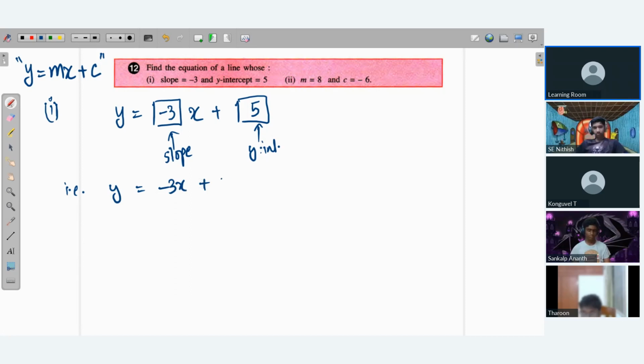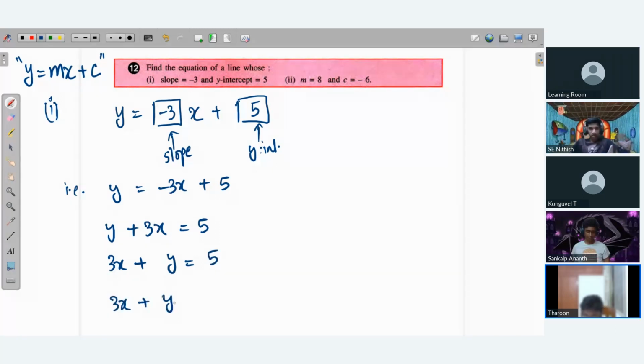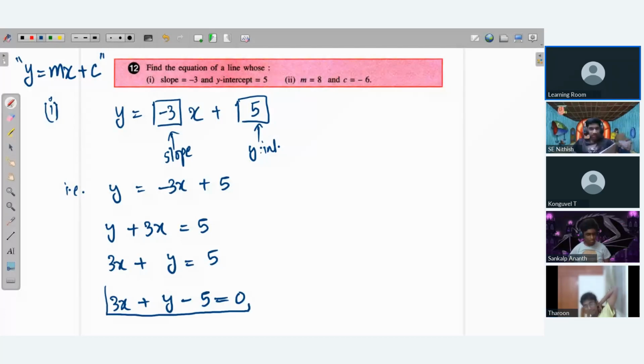And now the standard form is: 3x plus y is equal to 5, that is, 3x plus y minus 5 is equal to 0. That is the right place which you need to leave. Understandable? You just brought 3x from the right to the left side, and that's all you're supposed to do.